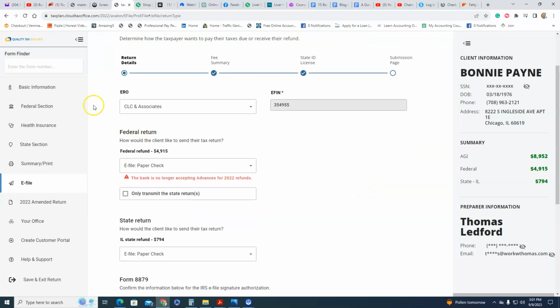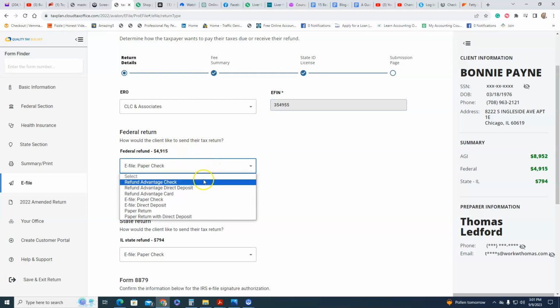And like I said, this information will be your company name, your EFIN number. Then you select here how the client wants to process their refund. This is the bank that I'm using: check, direct deposit, or card. But like I said, I only give them two options, direct deposit or card. I don't do checks. And so if they're paying you out of pocket, they're going to either e-file direct deposit, that's the fastest way and safest way, or e-file a check, which means the IRS is going to send me a check in the mail.